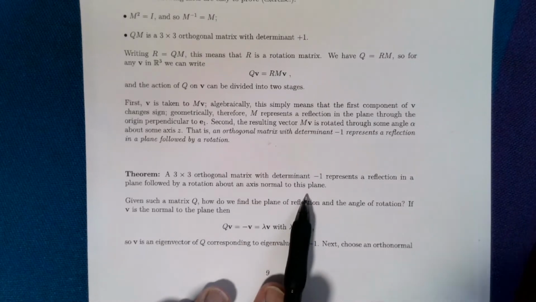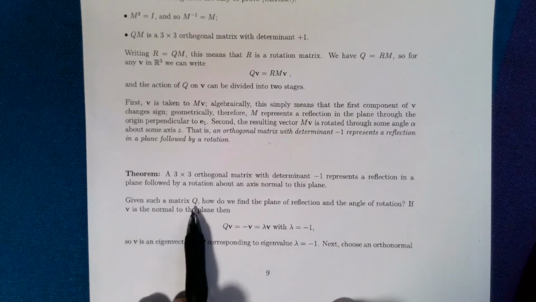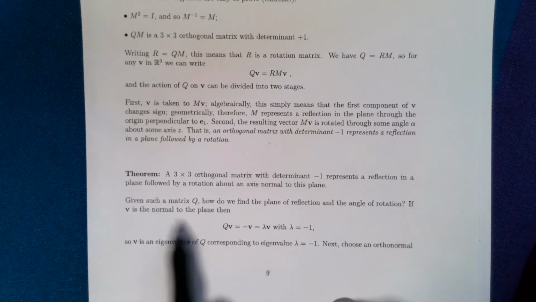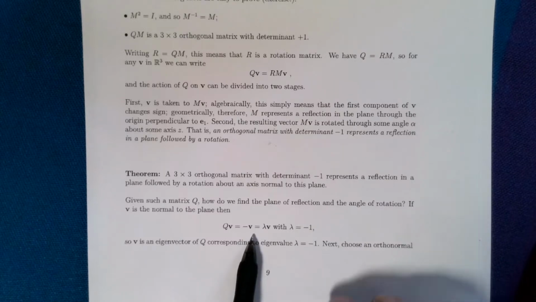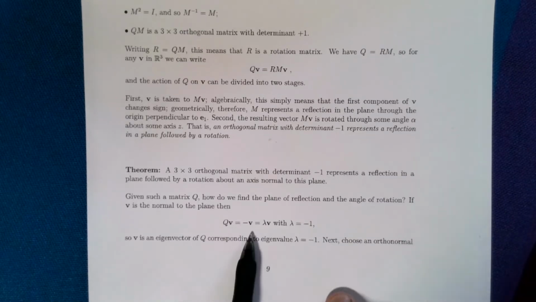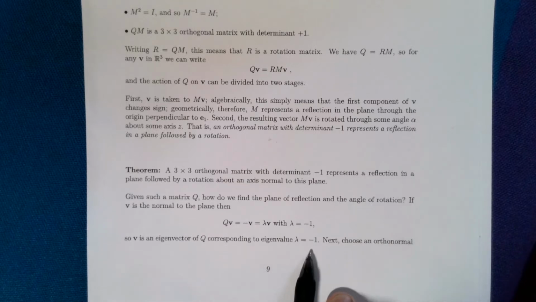Well, obviously we'd like to find the equation of the plane and the axis of rotation and the angle. So given such a matrix Q, how do we find these things? Well, if v is the normal to the plane, then v is going to get sent to minus itself. It's going to just get reflected in the plane and go to minus v. And that means this vector v is an eigenvector corresponding to lambda equals minus 1.